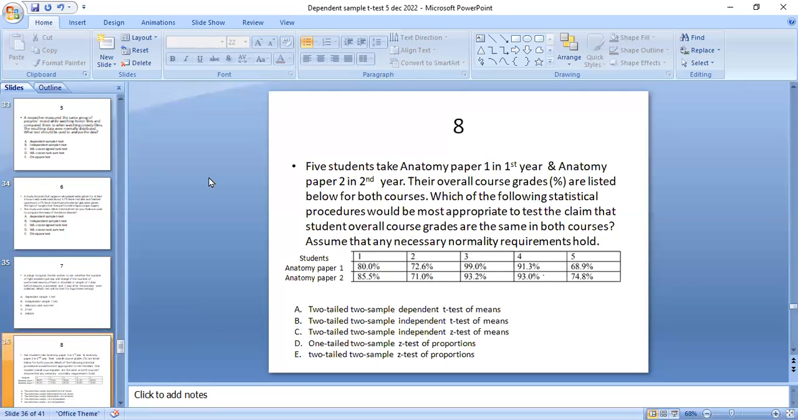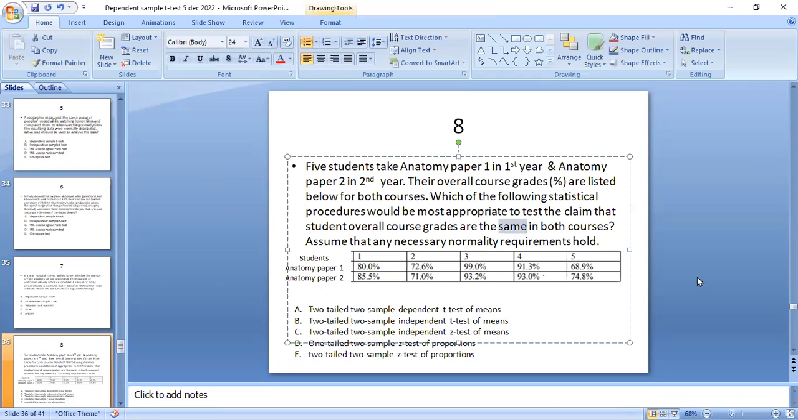8th MCQ is, 5 students take anatomy paper 1 in first year and anatomy paper 2 in second year. Their overall course grades in percentage are listed below for both courses. Which of the following statistical procedures would be most appropriate to test the claim that the student overall course grades are the same in both courses? Assume that any necessary normality requirements are met. This is the data of the 5 students. This is their percentages in paper 1 and paper 2.